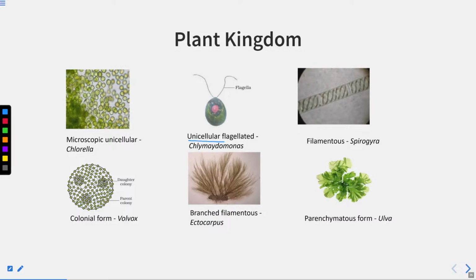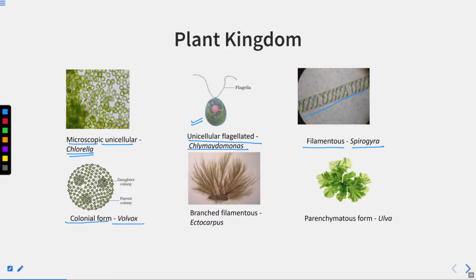Here you can see the unicellular flagellated alga, that is the chlamydomonas, a single cell, right? And here one more unicellular microscopic alga, that is chlorella, but they do not have any flagella-like structure. So they are non-motile. Filamentous form, Spirogyra. You can see the filament of the Spirogyra here, and they have a spiral chloroplast.